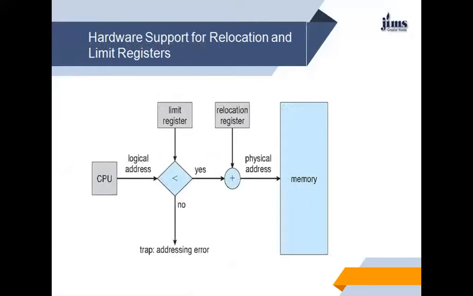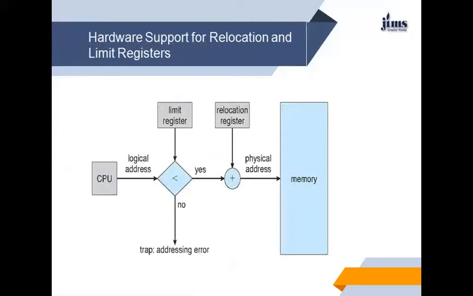When the address, the logical address, is generated by the CPU, only if it is less than the limit register is it added to the relocation register, and we are able to get the physical address in main memory. But if the logical address generated by the CPU is greater than the limit register, then a trap is generated. In that case no physical address can be generated, because a trap, or addressing error, is generated. So remember that the logical address value should be less than the limit register.